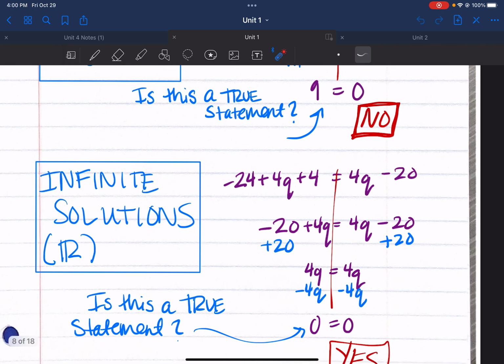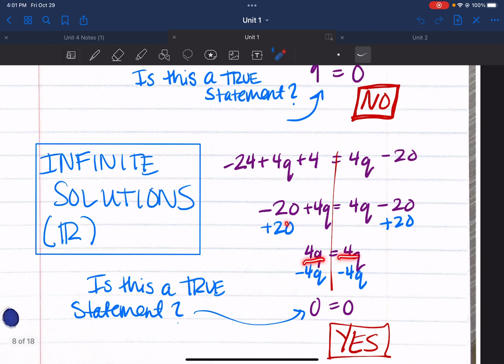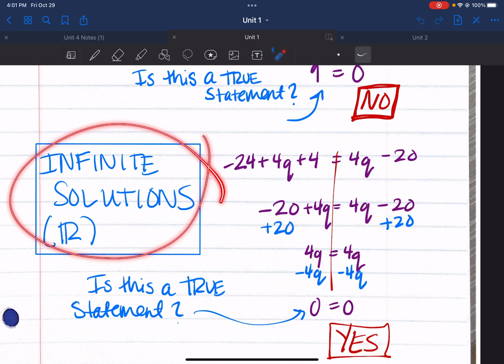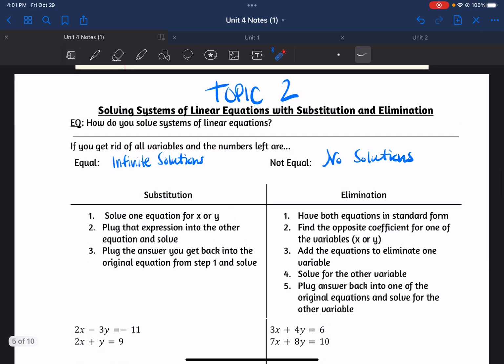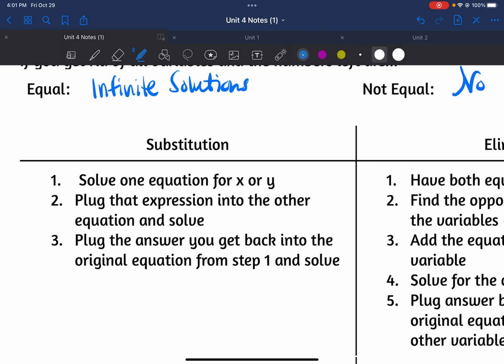When do we have infinite solutions? Remember when we're solving this and I get the same equation on both sides, or the same answer on both sides, then that is a true statement, which means we have infinite solutions. Now that's what we're doing today, but we're doing it by a different method. This method is called substitution. Let's start with that. So here are the instructions.